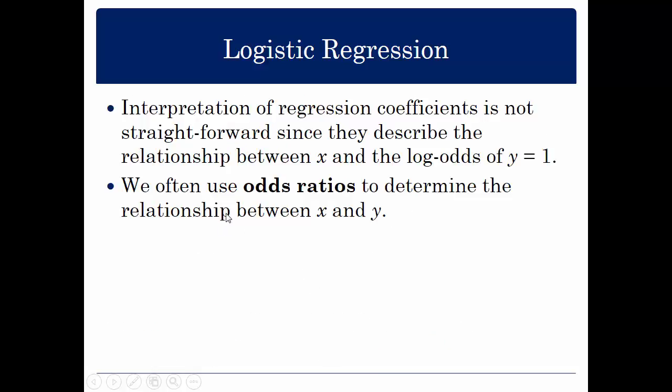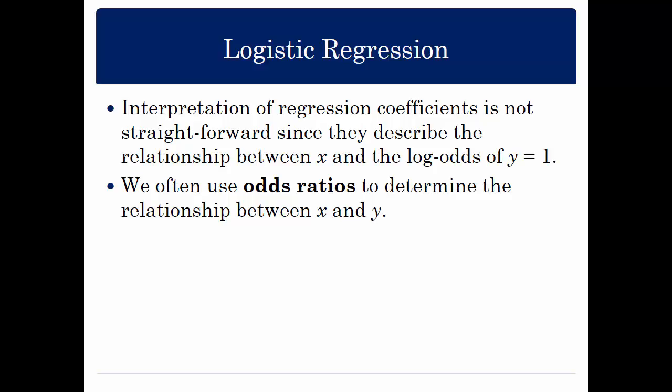The interpretation in this case, you can see because of the weird look of the regression equation, it's not quite as straightforward as it was in linear regression. For instance, if I left beta 1, that slope parameter, in its untransformed state, its raw interpretation would be what is the expected change in the log odds of the event for every 1 unit increase in x. And that's not really interpretable.